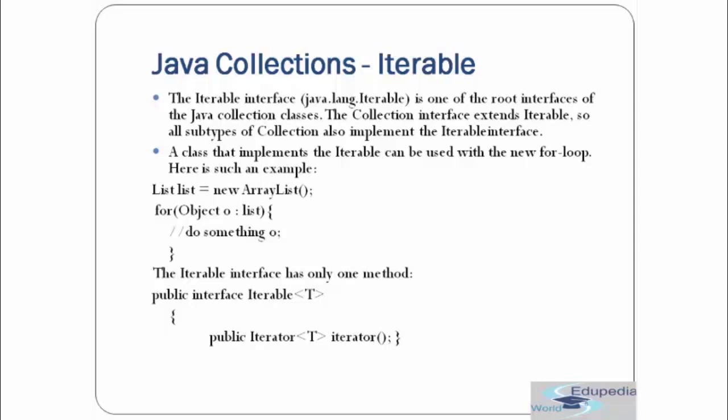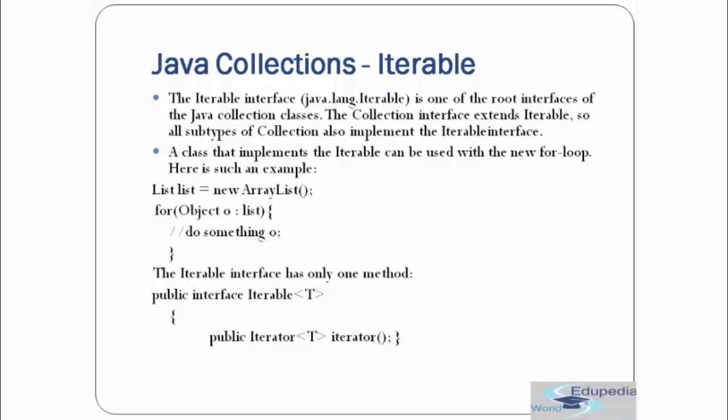You can see in the example we have list equals new ArrayList. And then we have object o from which we are taking list. So from the list we are using a for-each loop to fetch each object from this list one by one and do something on it. So this is one way of doing that.